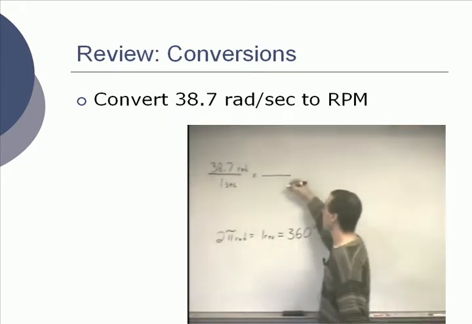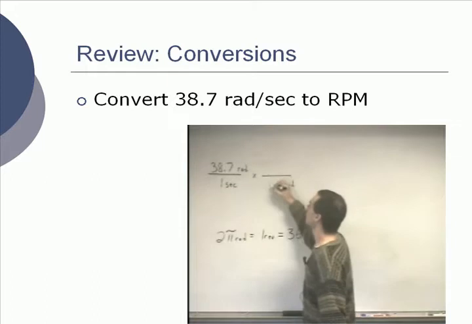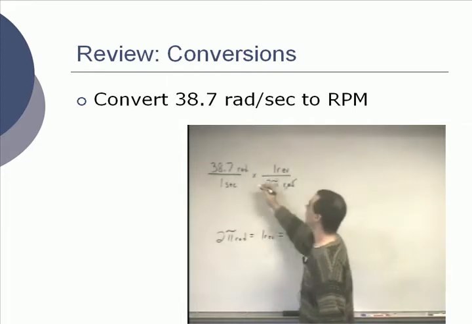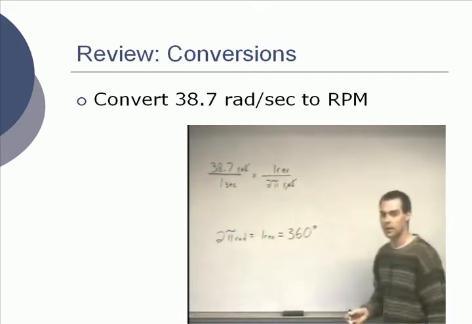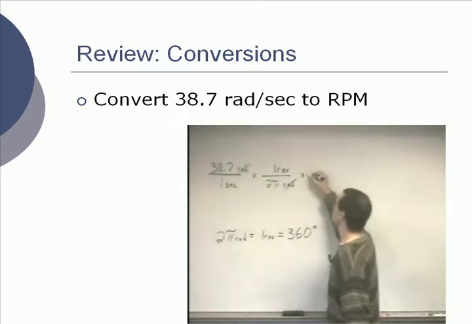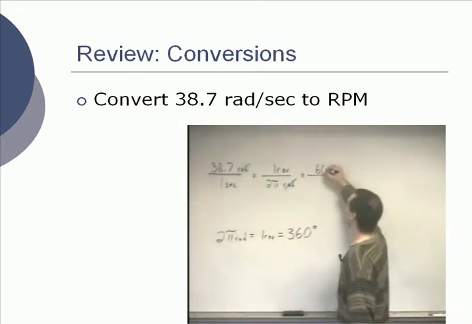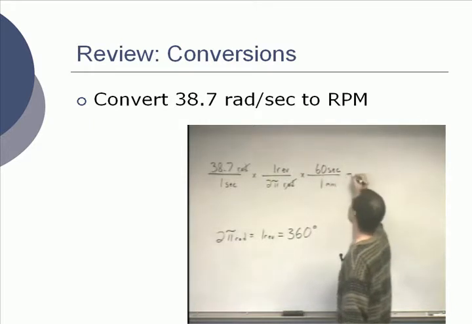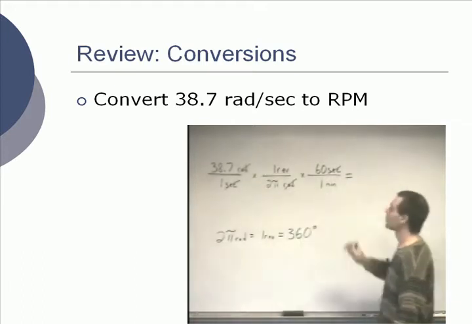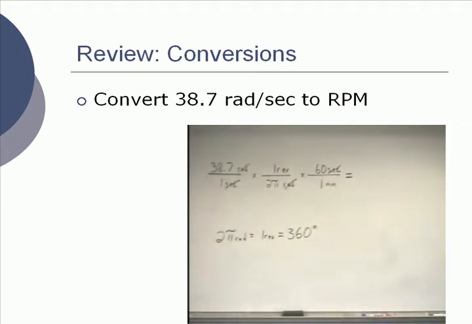So we can get rid of radians. We know that there are 2 pi radians in 1 revolution. Now if we were to quit our conversion there, what would the units on our answer be? Revolutions per second. We don't want revolutions per second, we want revolutions per minute. So we got to get rid of seconds and go to minutes. There are 60 seconds in a minute. Now we have revolutions per minute. That's what we want.